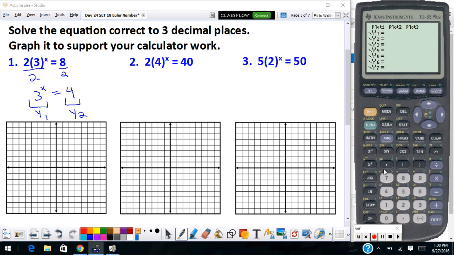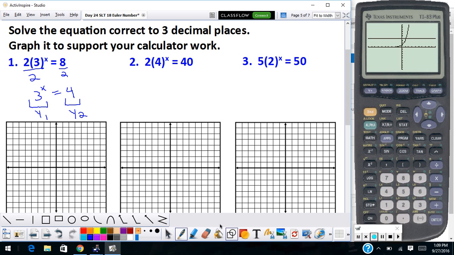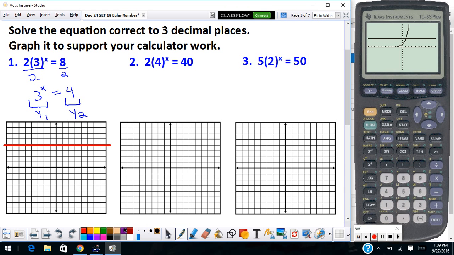Oh, there we go. So I've got 3 to the power of x, and then I'm going to just put 4 in y2. I'm going to take a look at my graph. And I see I've got my exponential curve and I've got a line. So I'm going to recopy that right here. So there's the line at 4. I should probably have made that a little thicker so you can see it better. There's my line at 4. And then I've got the curve.